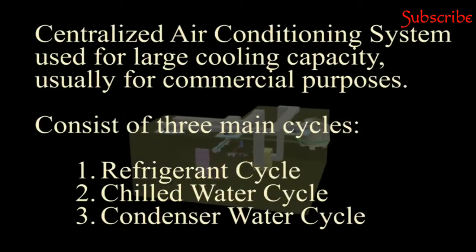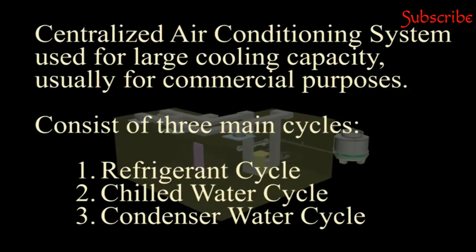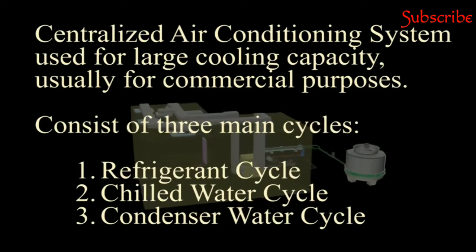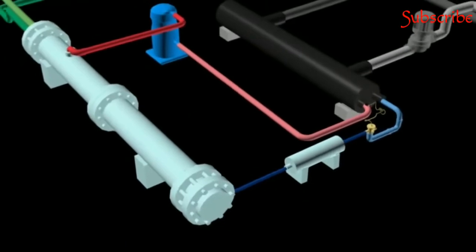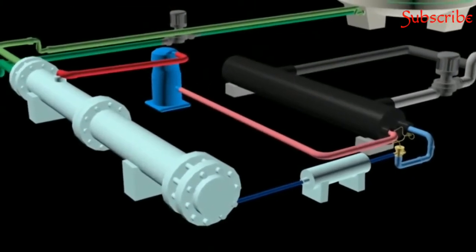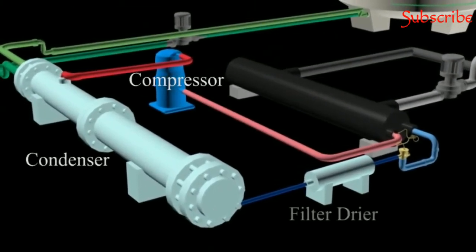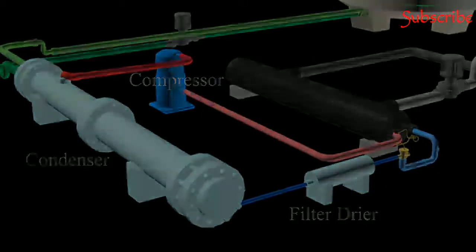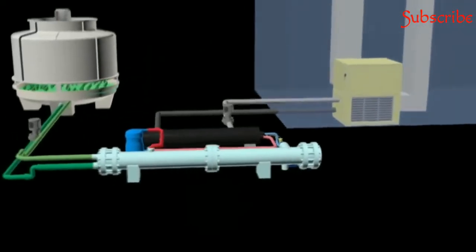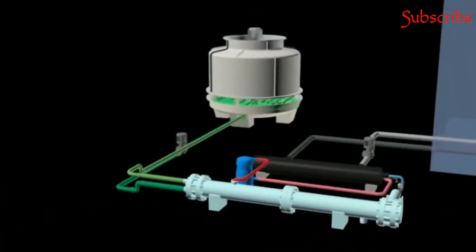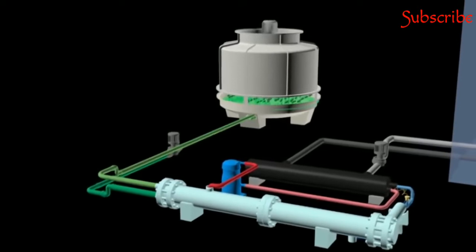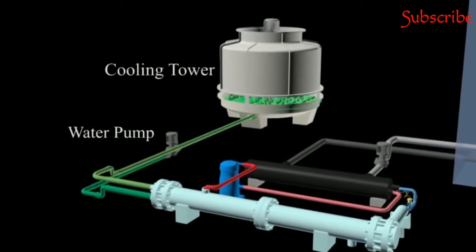The system consists of three main cycles, which are refrigerant cycle, chilled water cycle, and condenser water cycle. The components that are involved in refrigerant cycle are compressor, condenser, filter dryer, expansion valve and evaporator. For chilled water cycle, the components involved are air handling unit and water pump. In condenser water cycle, the components that are needed for the process are cooling tower and water pump.